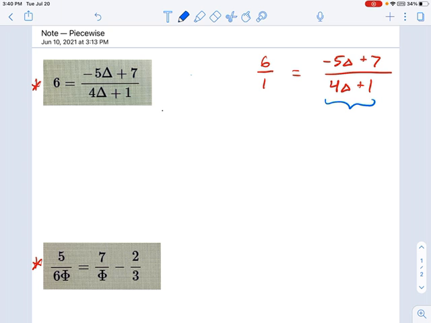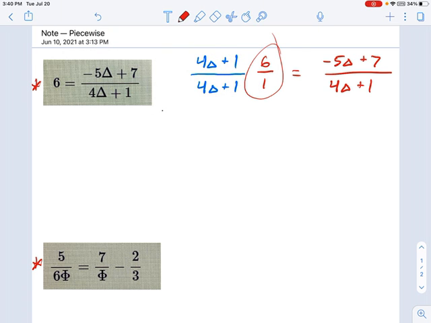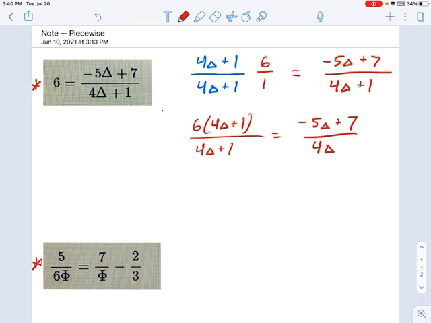So I'm going to multiply the left side by a crazy 1. And that is just going to be 4 delta plus 1 over 4 delta plus 1. And if you remember from adding rationals, this is the same idea. We're not changing the value of this number. We're just changing what it looks like. We're changing the form it's in. So now we can rewrite this a little bit. We're going to say 6 times 4 delta plus 1 over 4 delta plus 1 equals negative 5 delta plus 7 over 4 delta plus 1.